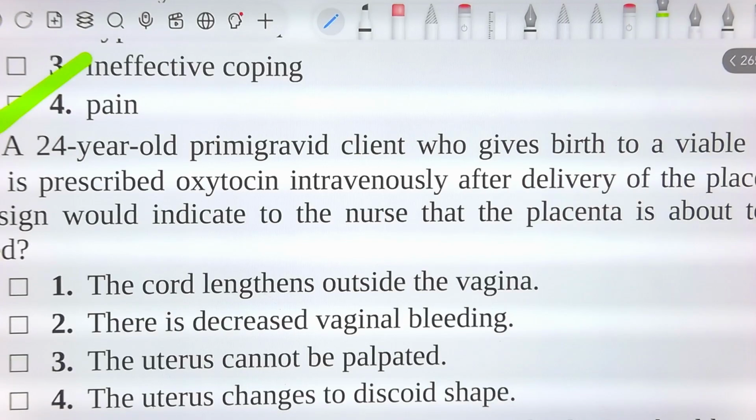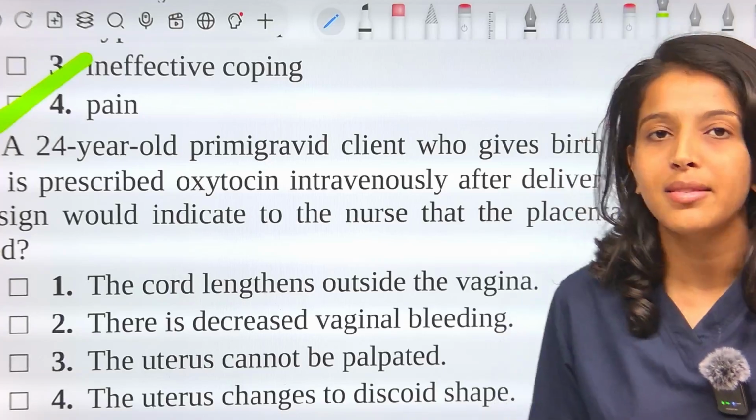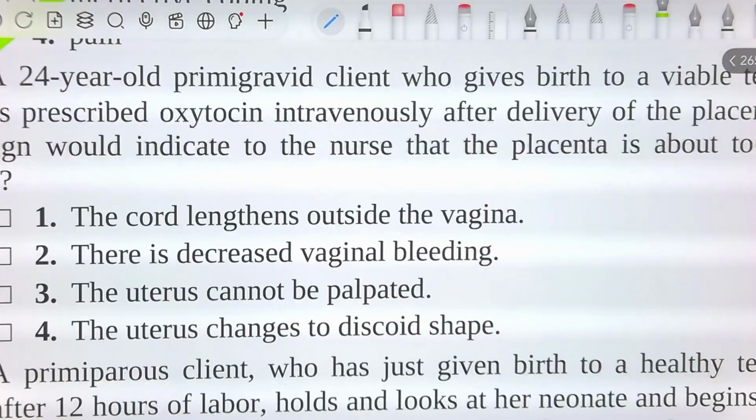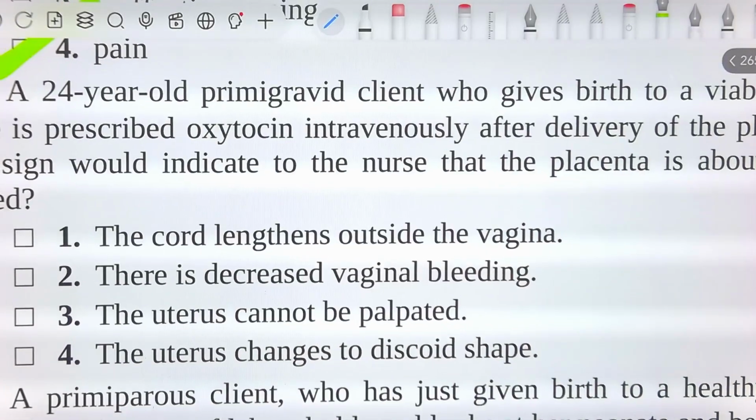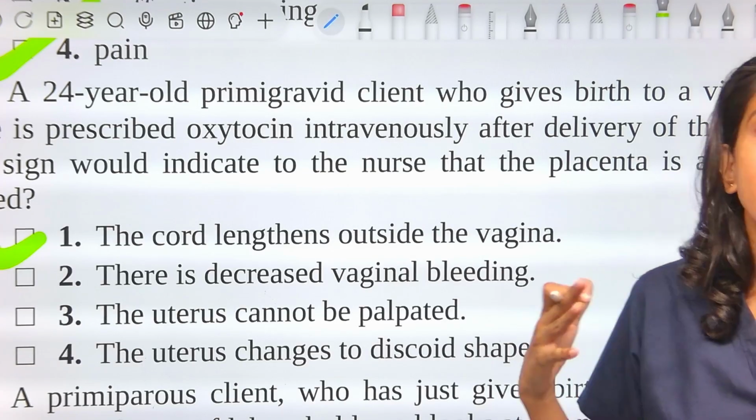Now next question. A 24-year-old primary gravid client who gives birth to a viable term unit is prescribed oxytocin IV after delivery of the placenta. Which sign would indicate to the nurse that the placenta is about to deliver? So read all the options. What can be the right answer? So it's not difficult to answer. Answer number 1 will be the correct. The cord length outside the vagina.